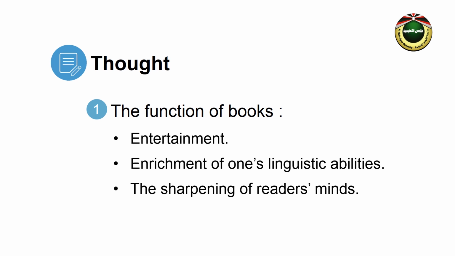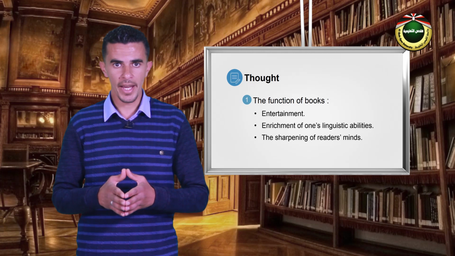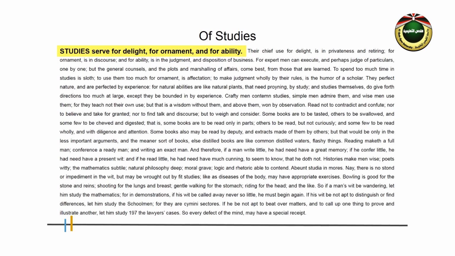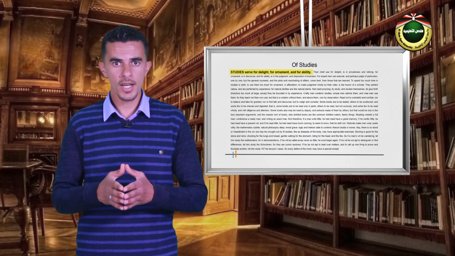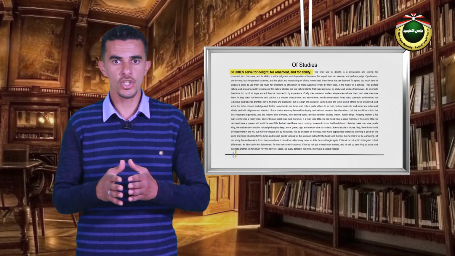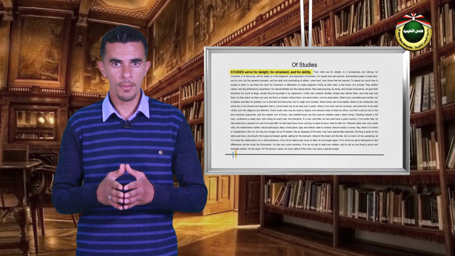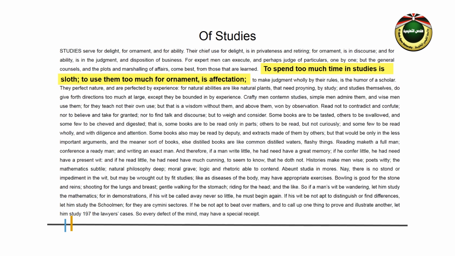The second is enrichment of one's linguistic abilities. And the third is the sharpening of readers' minds. Bacon states that stories serve for delight, for ornament, and for ability. He also advises people to avoid spending time in reading for ornamentation. He states this idea by saying that to spend too much time in studies is sloth, and to use them too much for ornament is affectation.